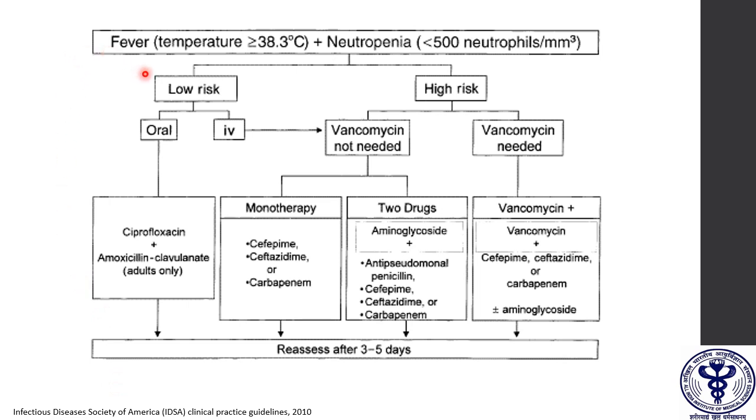So we have assessed the risk, whether low or high risk. We have assessed whether we need to give oral or IV in cases of low risk. In case of high risk, there is no such dilemma. We have to start IV. We need to understand whether a gram-positive cover is needed outright or not based on the indications that we discussed. If it's needed, then we start it off with vancomycin plus the anti-pseudomonal cover. And if it's not needed, then whether monotherapy or dual drug therapy is needed will again depend on the indications that we discussed. Finally, we'll reassess this after 3 to 5 days.